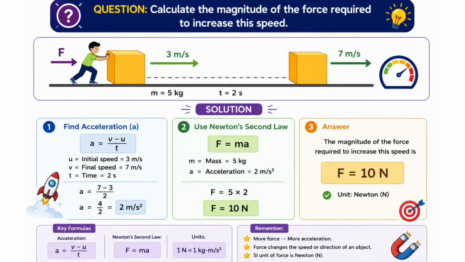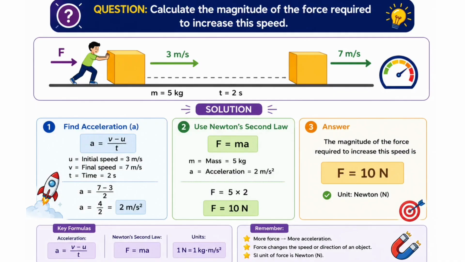Let's look at box number 1 on the left side. Before we can use our force formula, we need to know how much the box is accelerating. We know the formula of acceleration from our equation of motion is a is equal to (v minus u) upon t. Let's substitute our known values into the equation. a is equal to (7 minus 3) divided by 2. a is equal to 4 upon 2. It means 2 meter per second square. So the box is accelerating at a rate of 2 meter per second square.